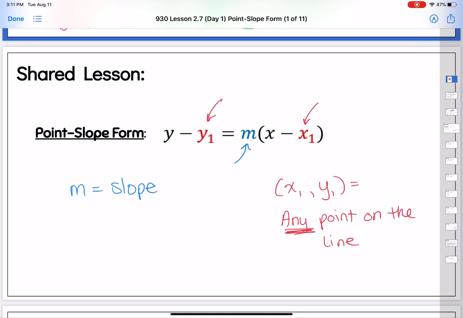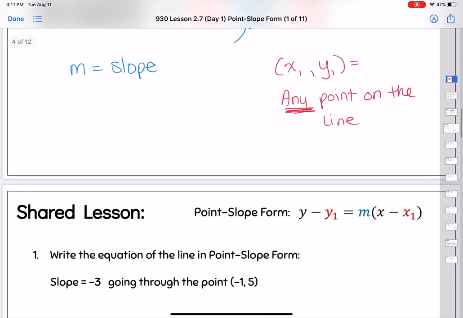So in general, we use slope-intercept form more than point-slope form, but sometimes point-slope form really comes in handy. So we're going to really focus on writing things in point-slope form today. So m is the slope. x1, y1 is any point on the line. The plain y and the plain x stay put. They're part of your equation, just like in slope-intercept form.